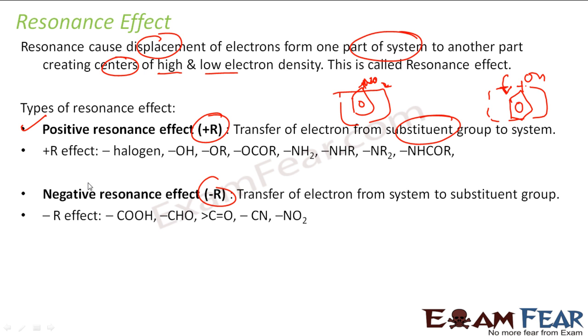So the plus R groups I have are halogens, OH, OR, OCOR, NH2, NHR, NR2 in this group. In minus R I have COH, CHO, CO, CN, and NO2. Correct? So these are my nitro groups.